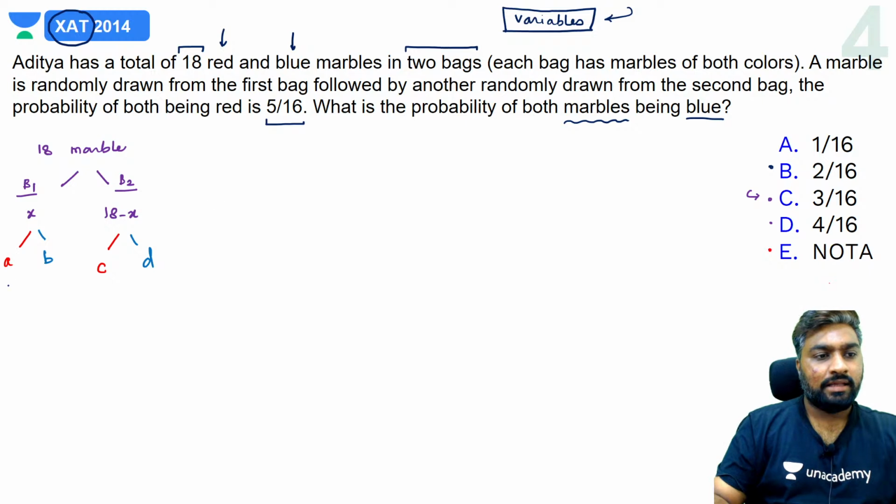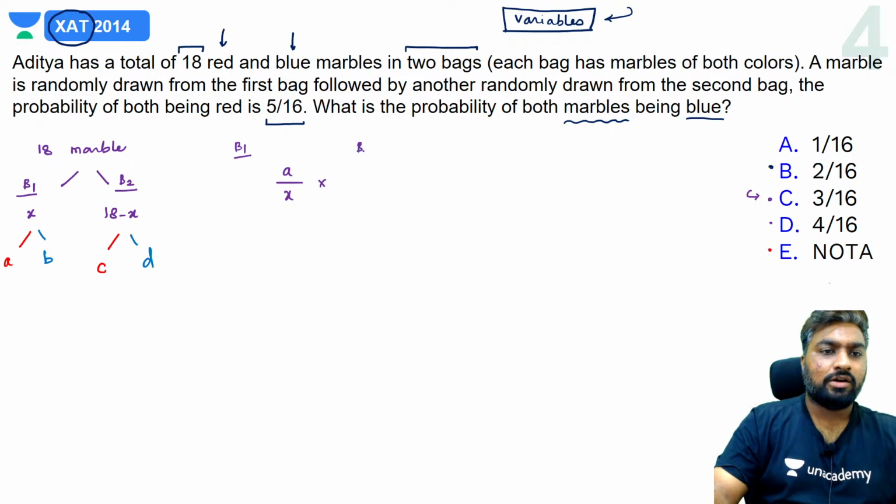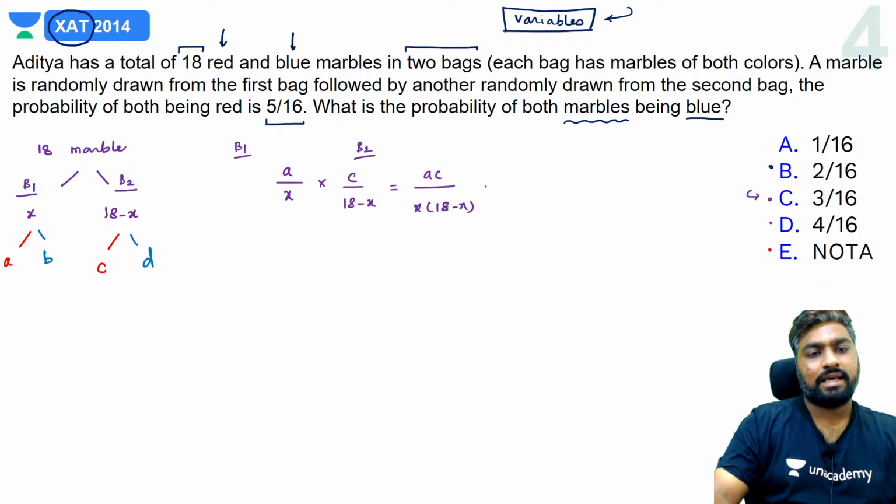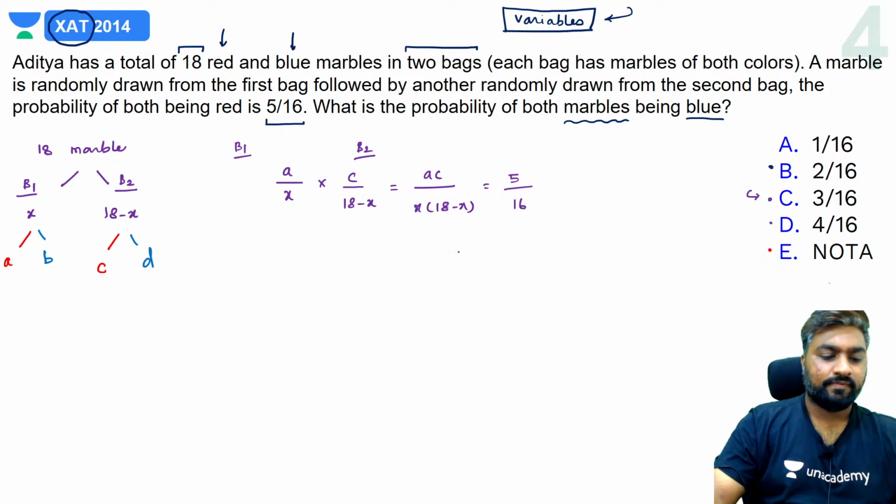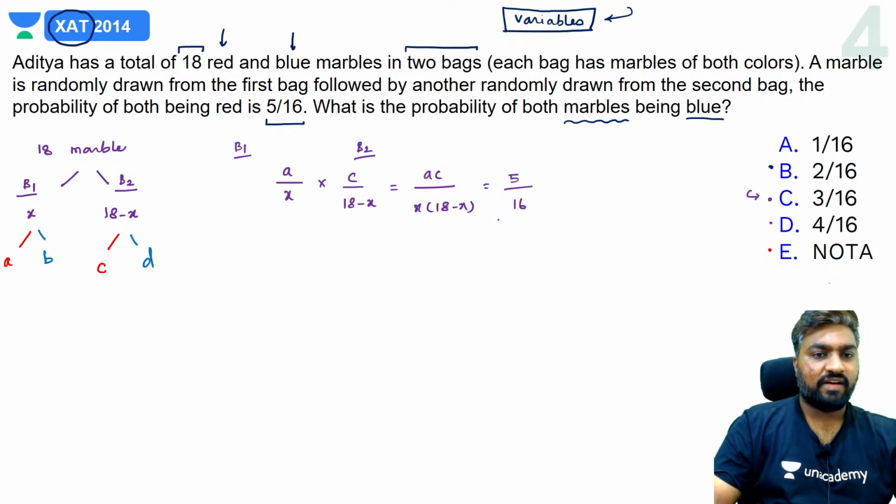So first ball being red, that is there are A red balls out of total X balls in the first bag. और बैग 2 में रेड कितना हो जाएगा? बैग 2 में रेड C out of 18 minus X, करेक्ट? So what is this? A into C by X into 18 minus X is said to be 5/16. Agreed? 5/16. Yes.